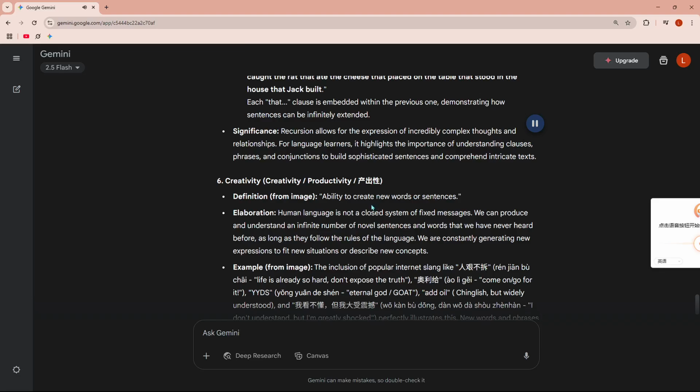6. Creativity, productivity, Chuang Zao Xing. Definition, from image: ability to create new words or sentences. Elaboration. Human language is not a closed system of fixed messages. We can produce and understand an infinite number of novel sentences and words that we have never heard before, as long as they follow the rules of the language. We are constantly generating new expressions to fit new situations or describe new concepts.